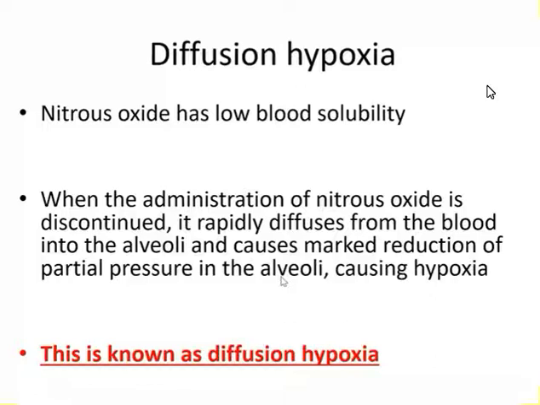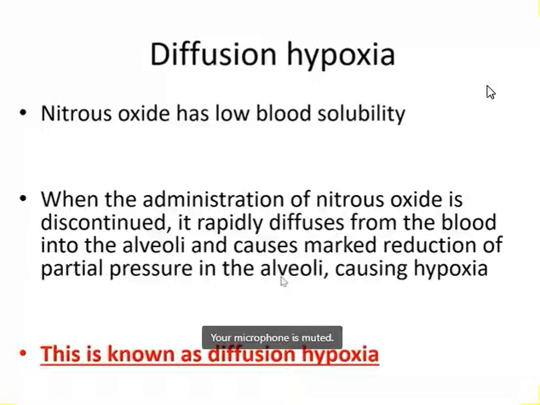And because nitrous oxide is rushing out too fast from your blood compartment to the alveolar compartment, that will cause the hypoxic effect. Since this is because of the diffusion of nitrous oxide very much faster than expected, it is called your diffusion hypoxia.